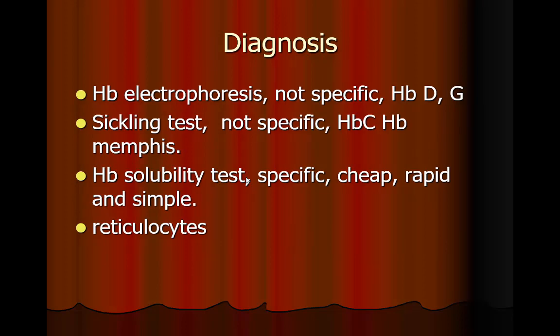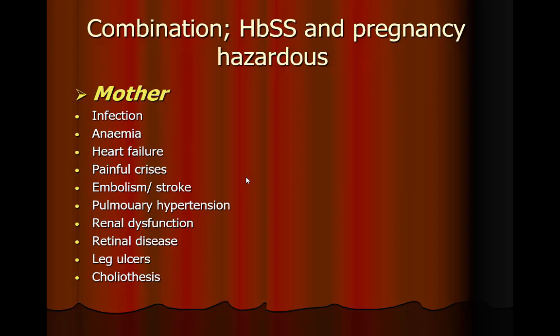It is not specific for hemoglobin D and G. The sickling test is not specific for hemoglobin C, hemoglobin Memphis and hemoglobin M. The hemoglobin solubility test is specific, cheap, rapid and simple, together with reticulocyte count and hemolytic anemia. Combinations: HbSS and pregnancy hazards.